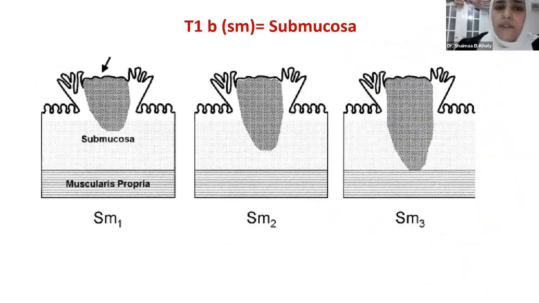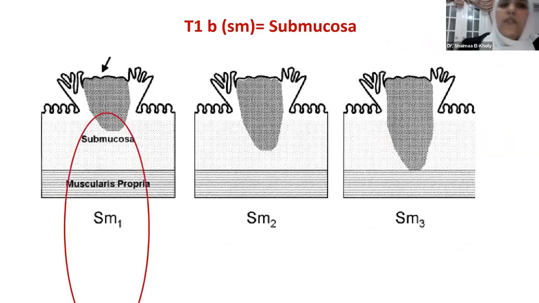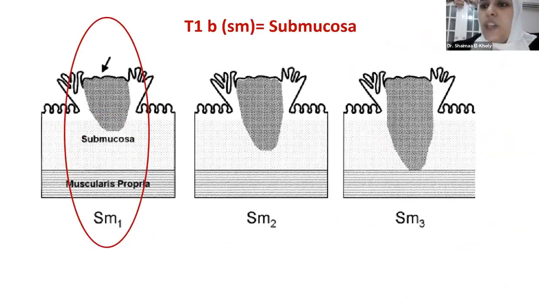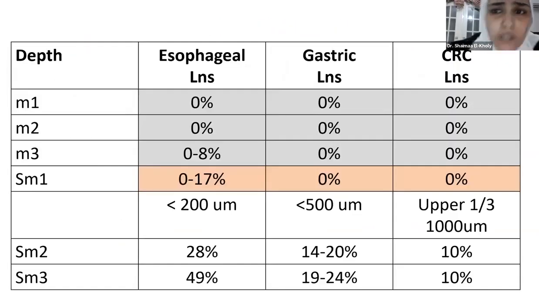Because the submucosa, they have classified T1b into 3 layers. The first 1/3 of the submucosa, the second 1/3 of the submucosa, and the third 1/3 of the submucosa. And actually what's debatable is the first, which is SM1. This is the first 1/3 of the submucosa, which can be liable for endoscopic resection. But on what basis do they choose that T1a and T1b SM1 are candidates for endoscopic resection? It's all about lymph node invasion. It's all about the risk of lymph node invasion.